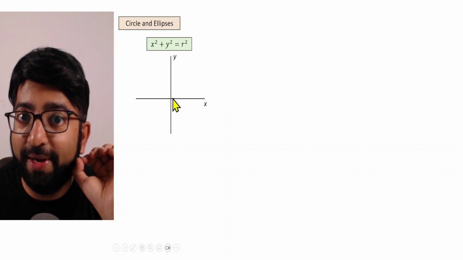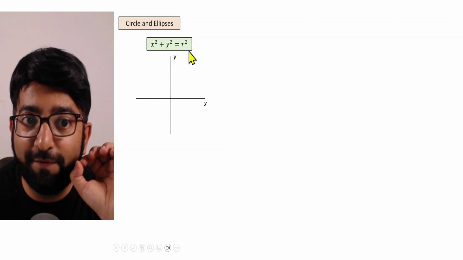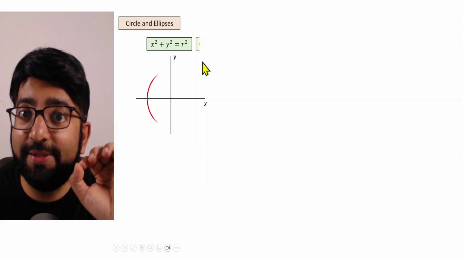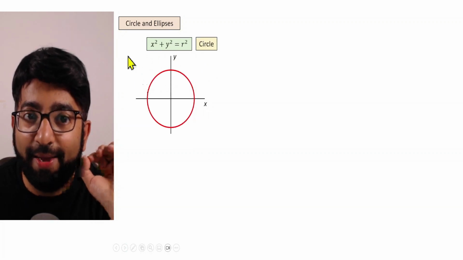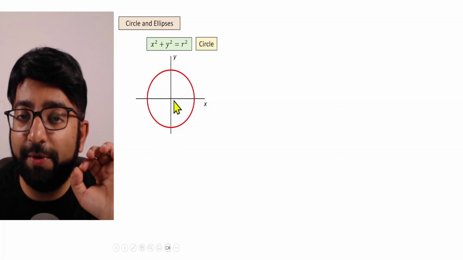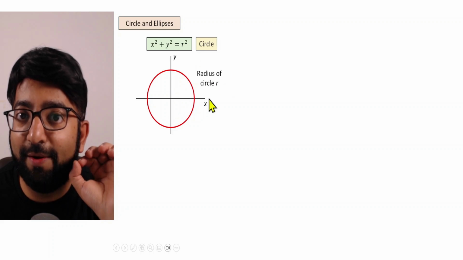What are the equations? If in the question we get an equation of the form x squared plus y squared is equal to r squared, this is a circle equation. Hence, in this case, we have to draw a circle which is centered at the origin, and the radius of the circle will be r.